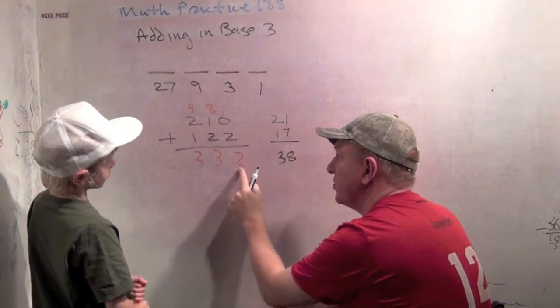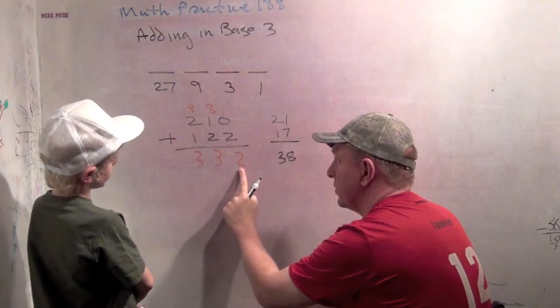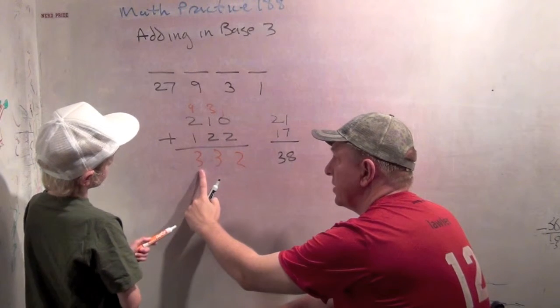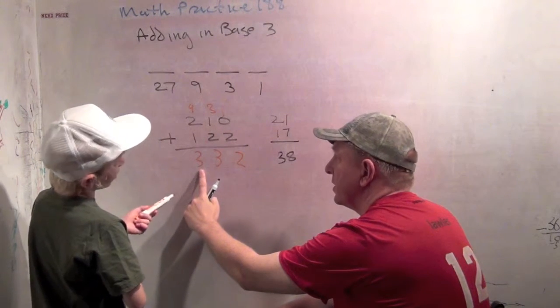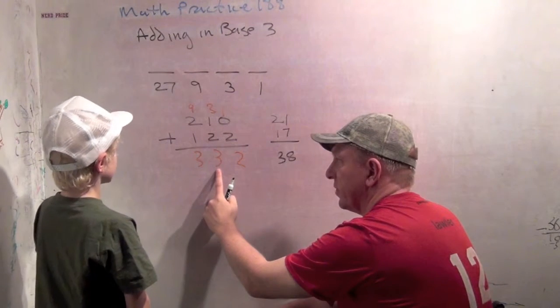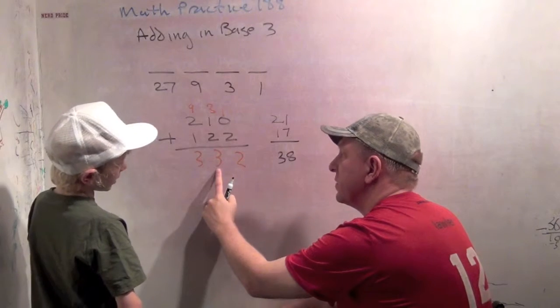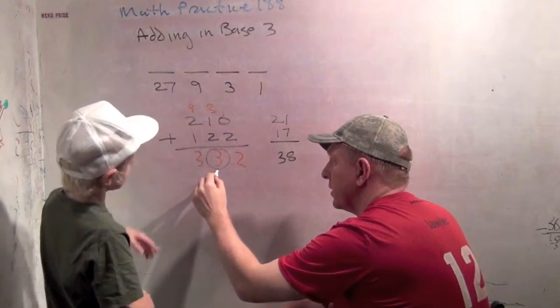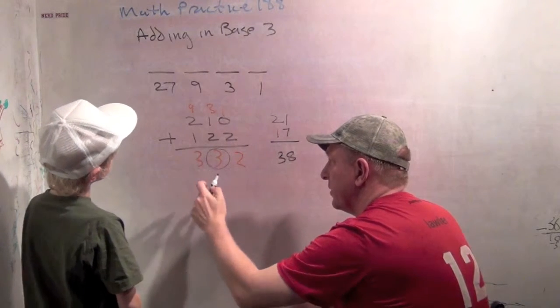This represents 2 times 1. This represents 3 times 3. And this represents 3 times 9. So what is 3 times 3? 3 times 3 is 9. So this 3 can shift over, and it becomes a 1 in this digit. It becomes a 1 over here.